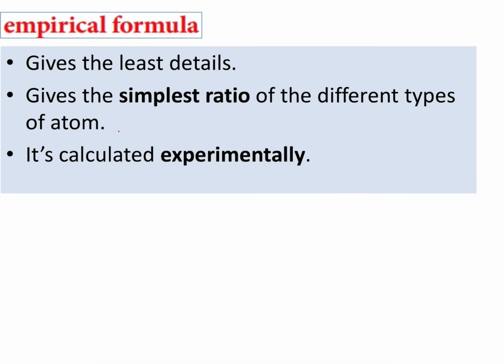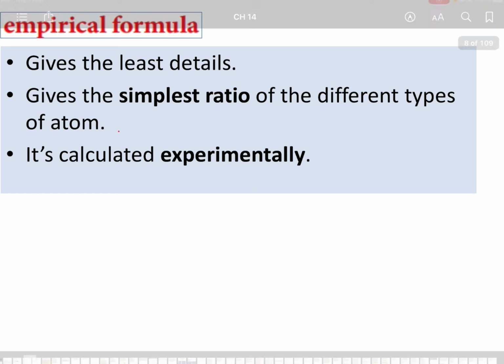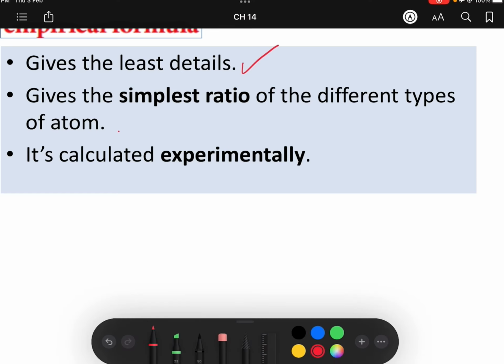What you should know about the empirical formula is that it gives you the least details. It doesn't give you a lot of information about the molecule that you have. So it gives the least details. And keep in mind, it's the simplest ratio. Okay, and it's calculated experimentally.